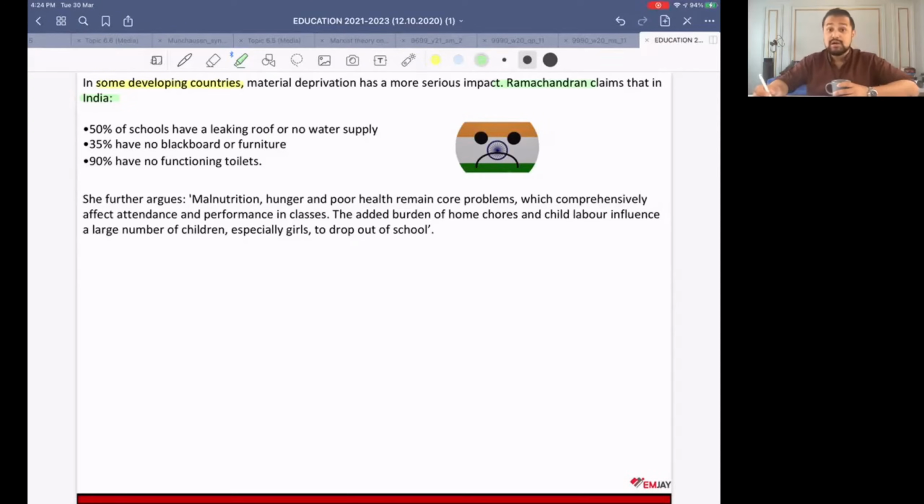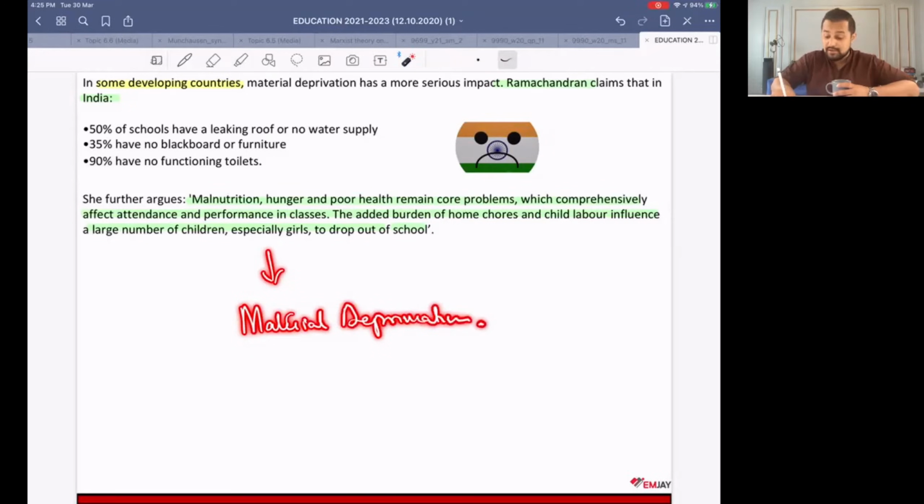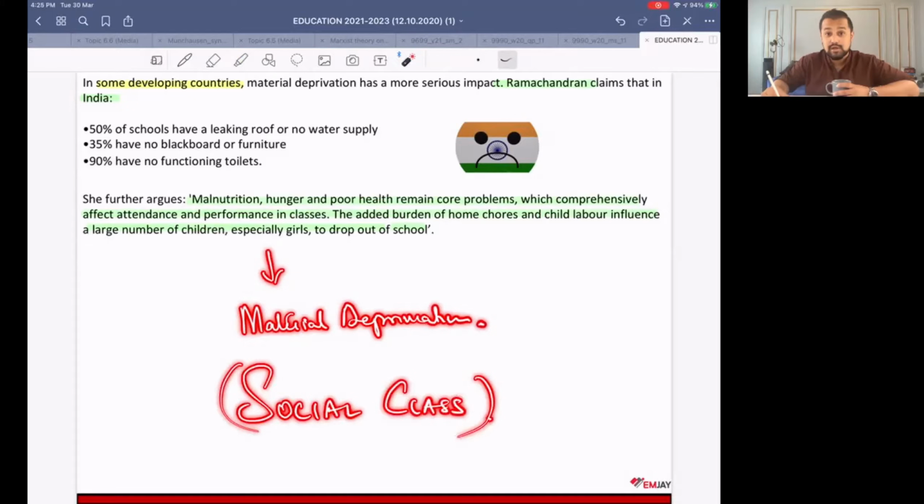She further argues malnutrition, hunger, and poor health remain core problems, which comprehensively affect attendance and performance in classes. The added burden of home chores and child labor influences a large number of children, especially girls, to drop out of school. Now, all of this, don't you think, does come under the heading of material deprivation? Don't you think all of this comes under the heading of how your social class ends up affecting your educational attainment? It does, right?